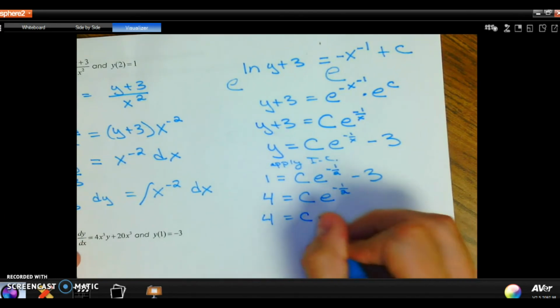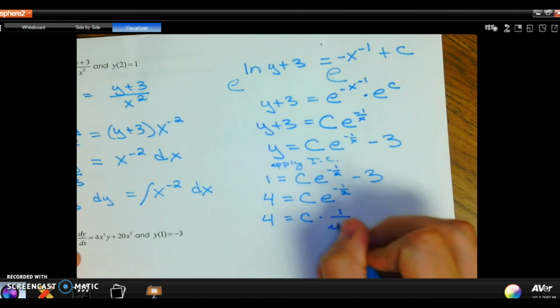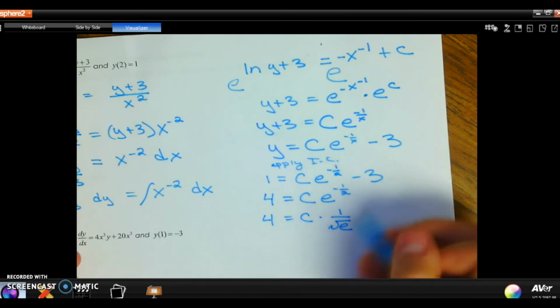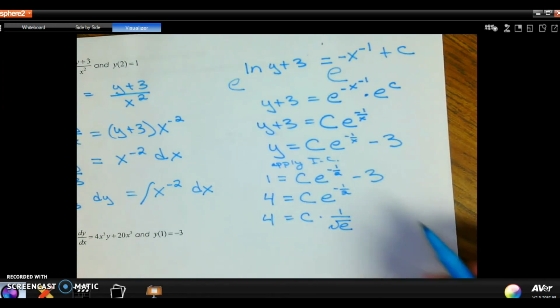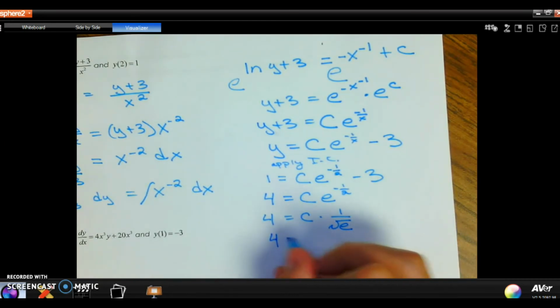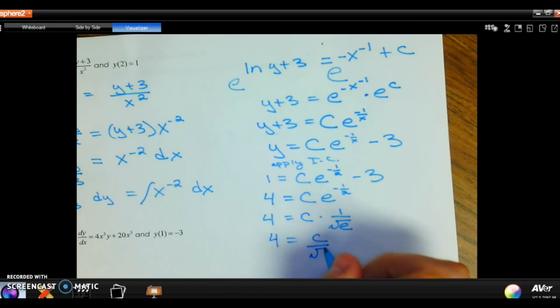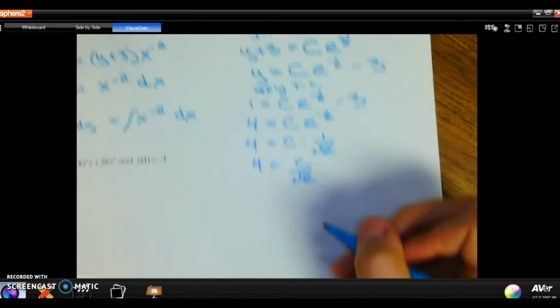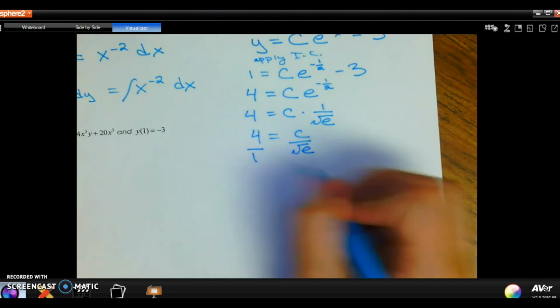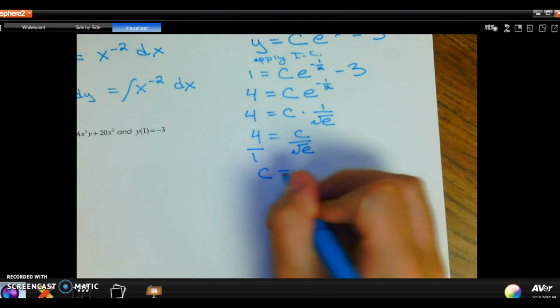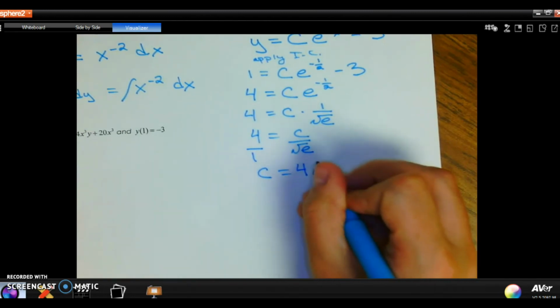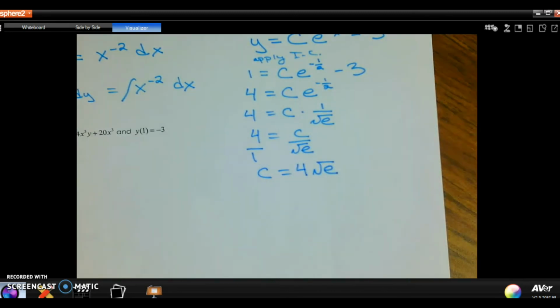So you still have c, and then it's times 1 over the square root of e, because the negative 1/2 power means square root, but it's negative, so I have to put it in the denominator. So we've got that, and once you have that, this is the same thing as 4 equals c over square root of e. Let's just cross multiply, so you get c equals 4 square root e. Okay. So don't forget to go back.